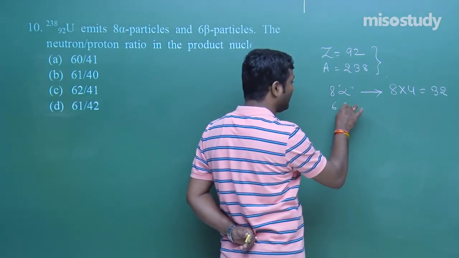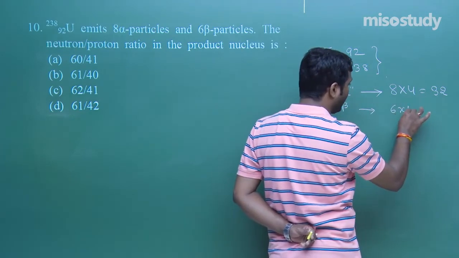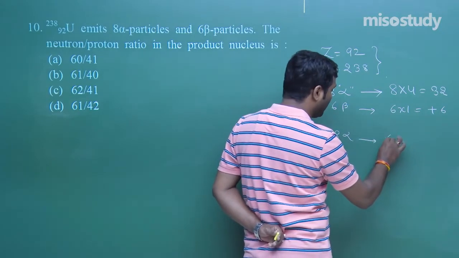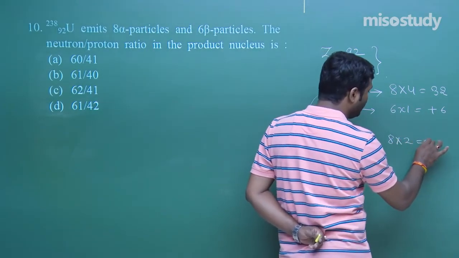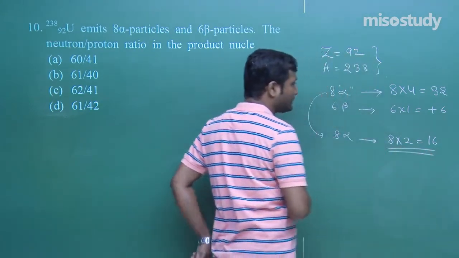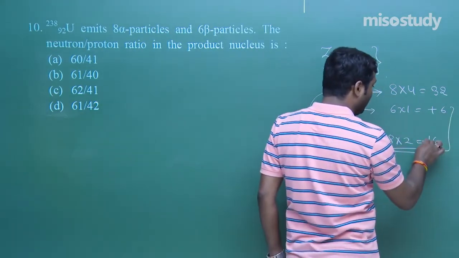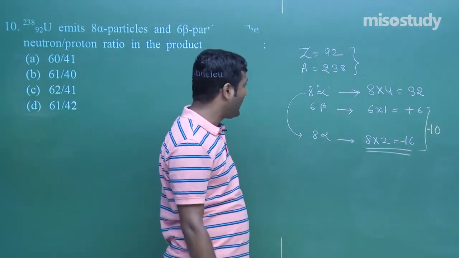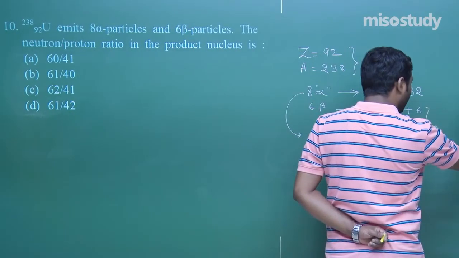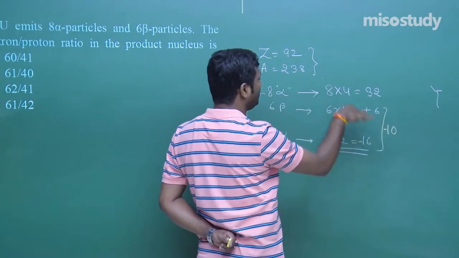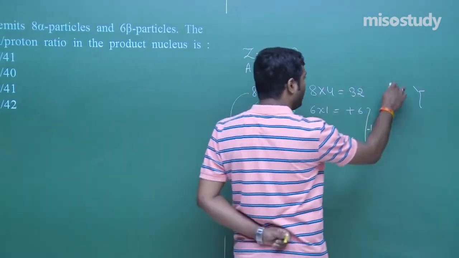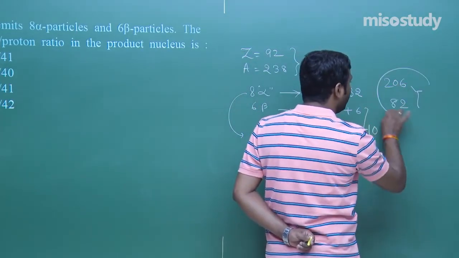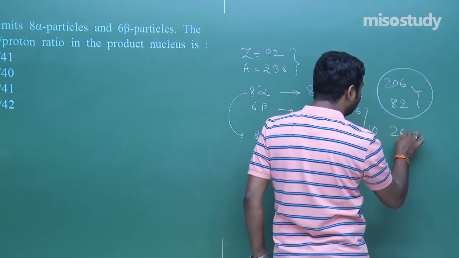With 6 beta particles, what will happen? The atomic number increases by 6. Definitely. If 8 alpha particles, then the atomic number decreases by 8 into 2, that is 16. Clear? Overall decrease in atomic number is minus 16 plus 6, that is minus 10. So the daughter element, Y, has mass number 238 minus 32, equal to 206, and atomic number 92 minus 10, that is 82. And we know this is nothing but Pb.